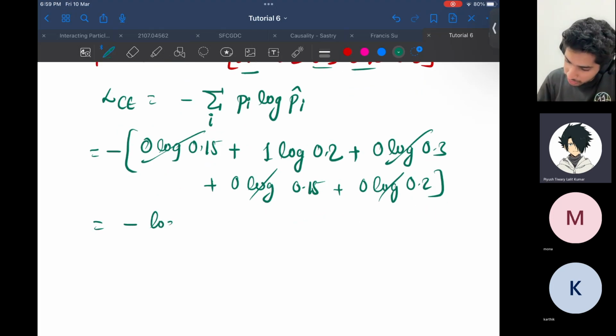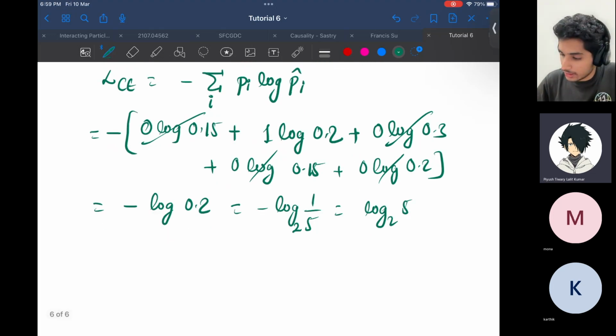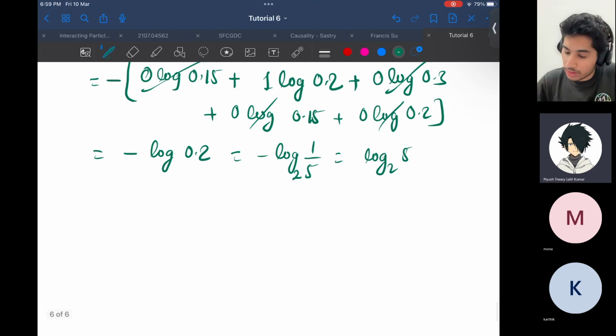This is negative log of 0.2, and I can write 0.2 as 1 by 5. This is with base 2, so this will become log with base 2 of 5. If I remember correctly, log 5 with base 2 is around 2.3. I don't remember exactly, but it is something around 2.3. So maybe I will write approximately.